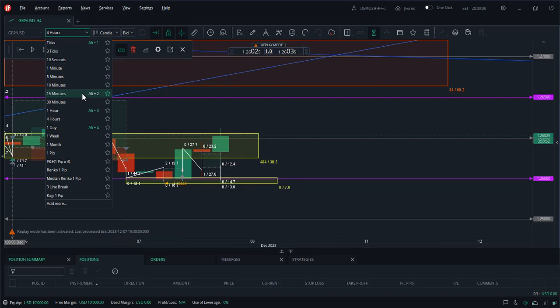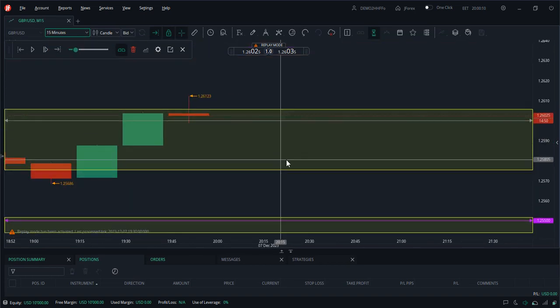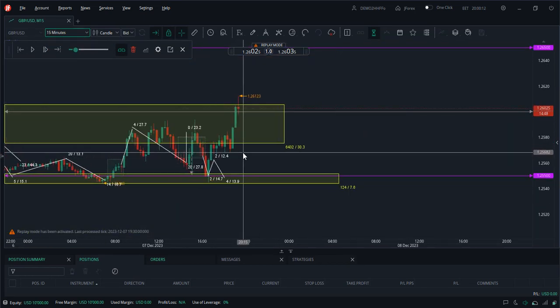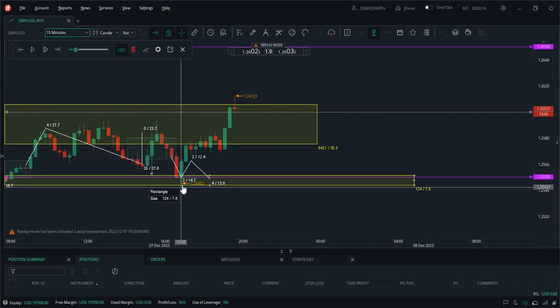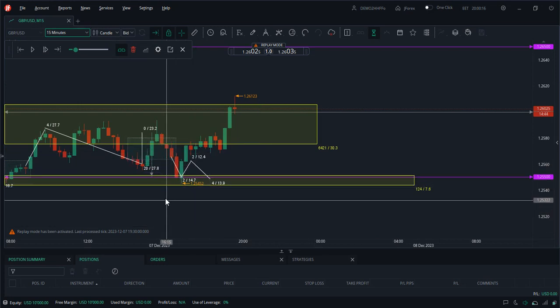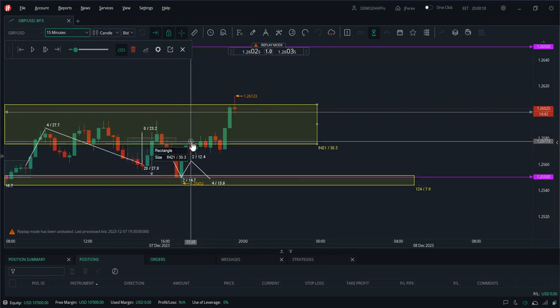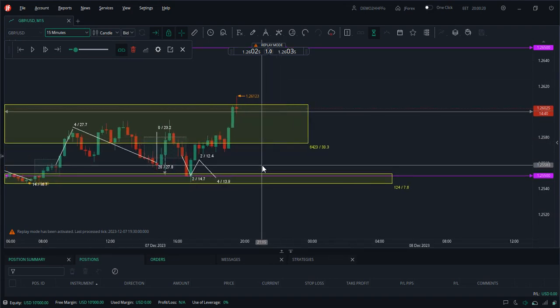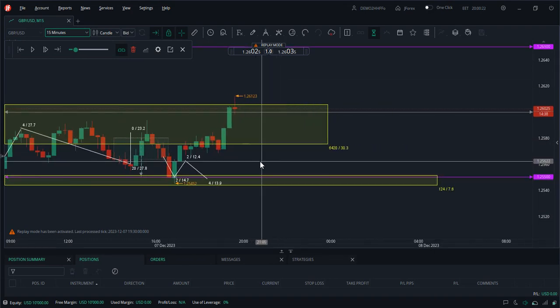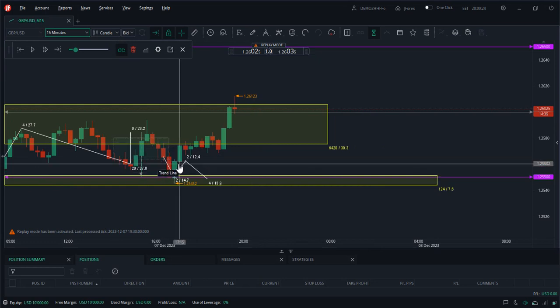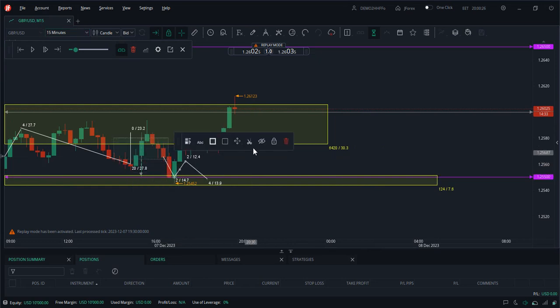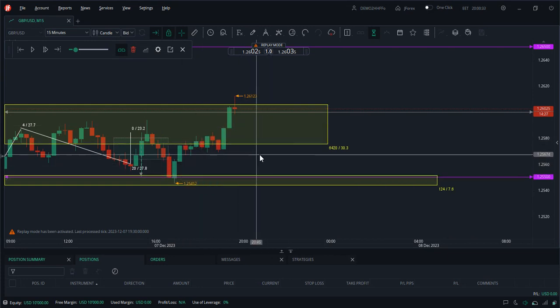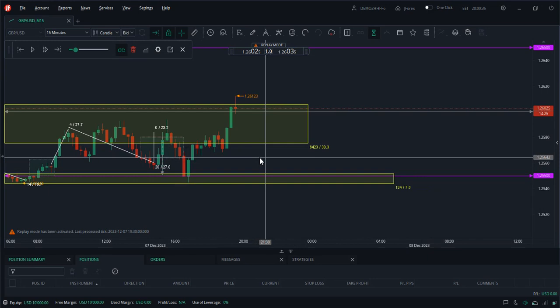So let's go to 15 minutes and see what happens there. You can see, look at what it did. It gave us this move and it went up. When I changed the time frame, the price was just moving forward. We didn't get an engulfing pattern, so this was not our entry. Remember, we have to see all our setup met before we enter any trade.